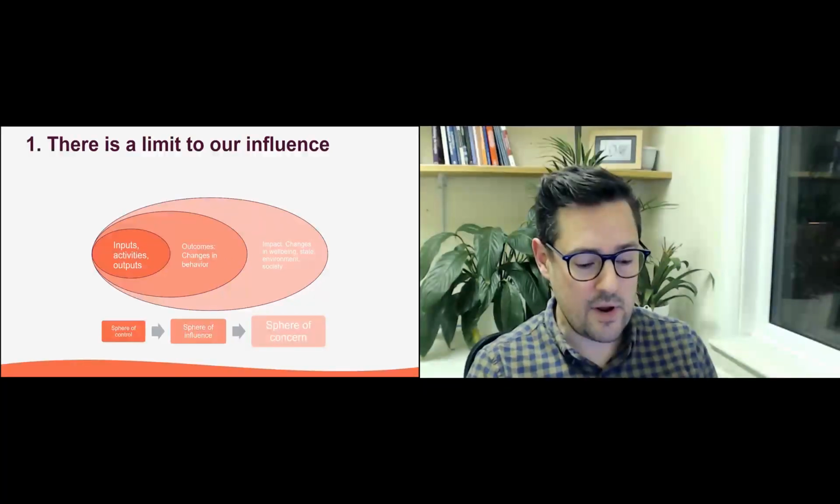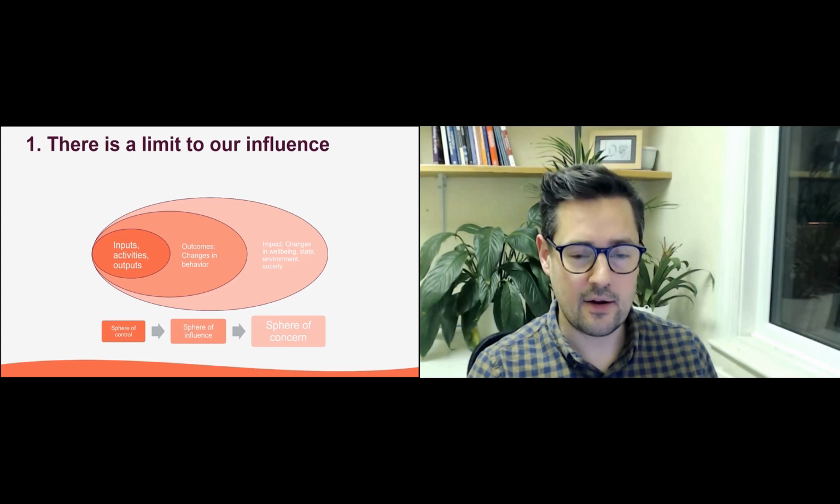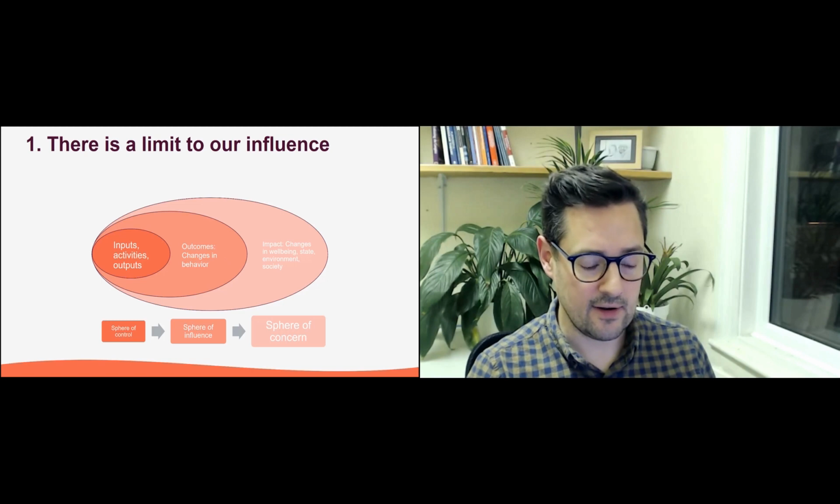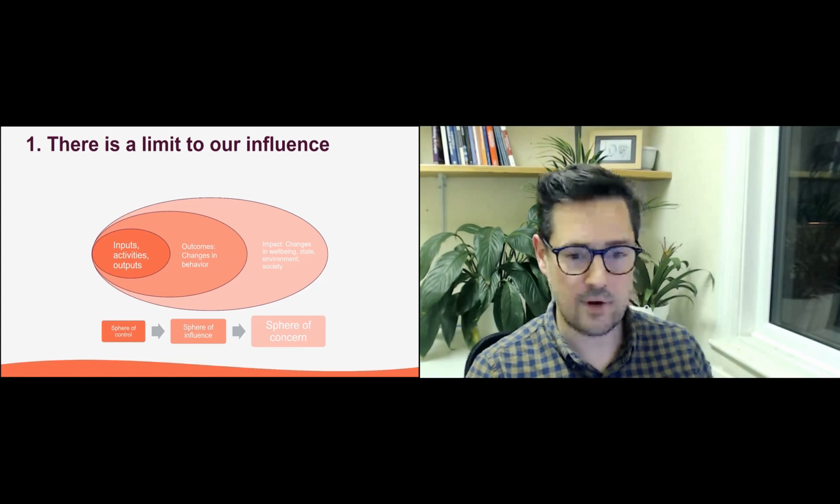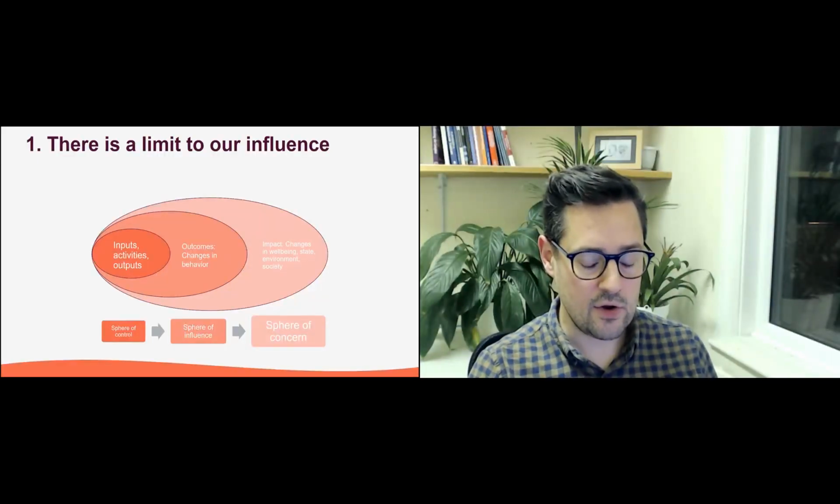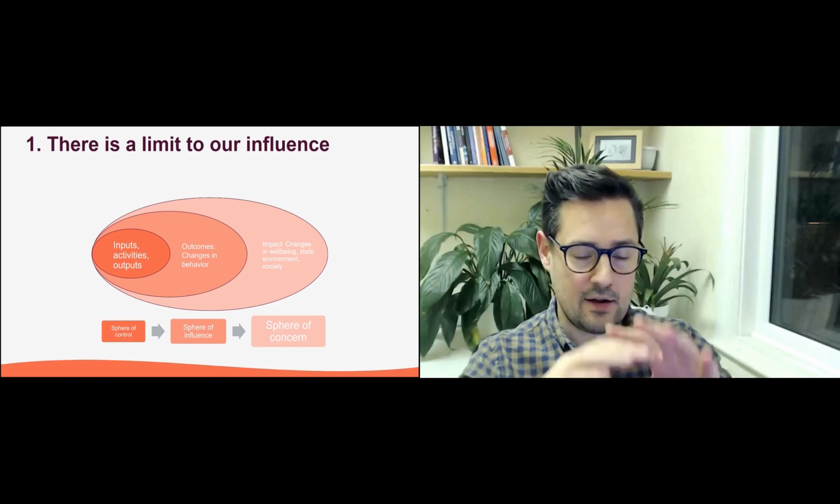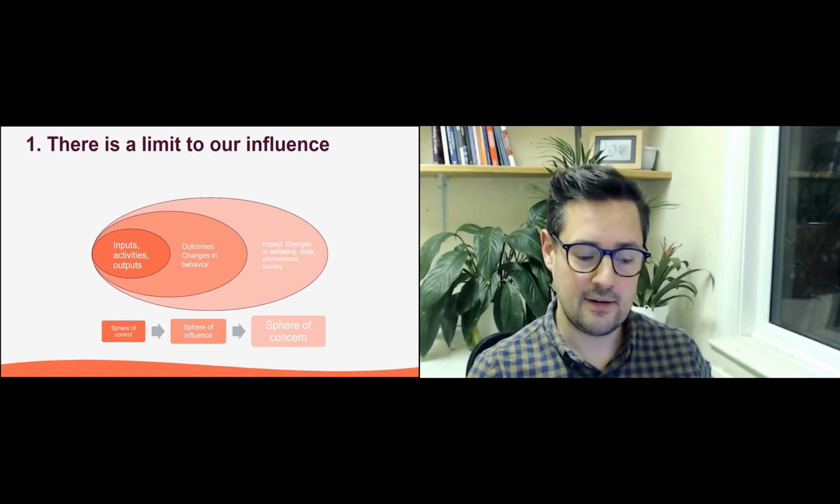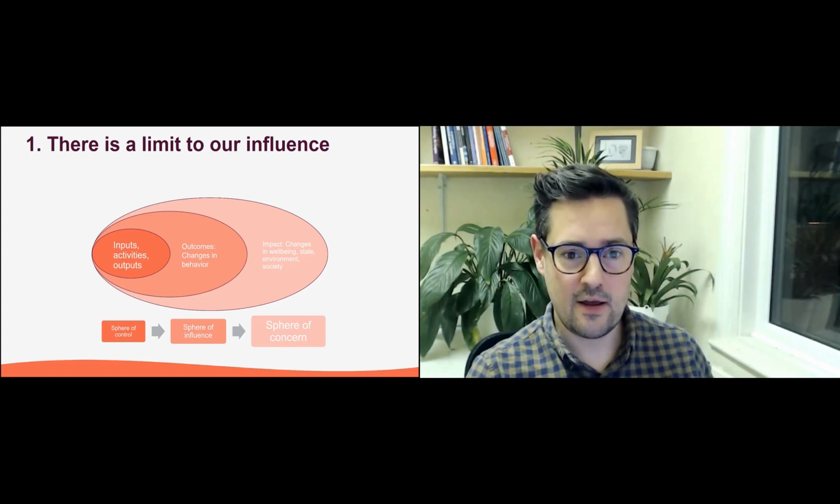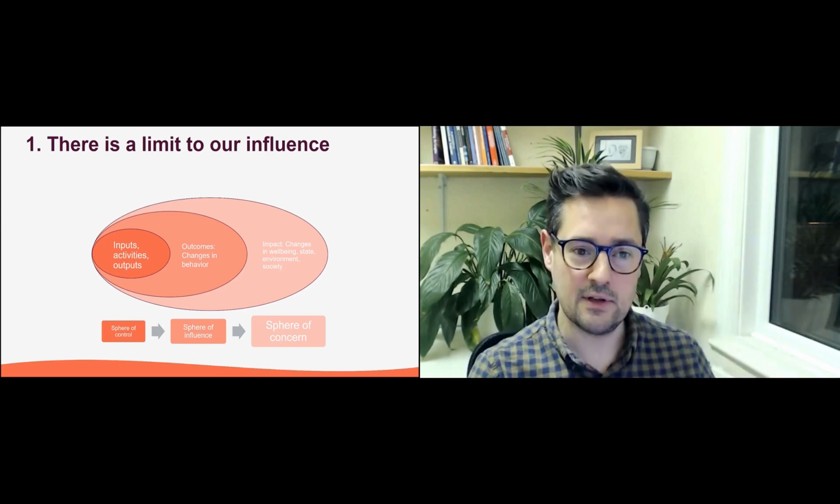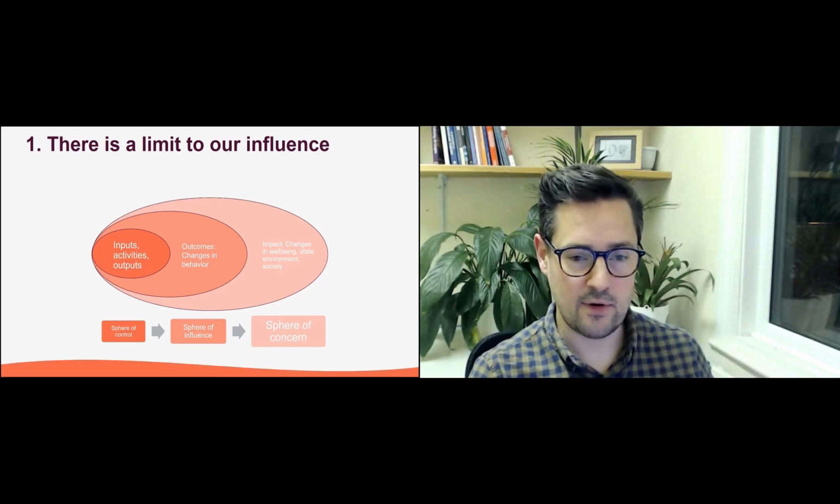We can actually overlay these common results categories that I showed in that first slide on here, and roughly speaking, you're going to see your inputs, activities, and outputs as part of your sphere of control. Your impact is what you see in your sphere of concern, and then the outcomes fit into this sphere of influence space. And this is really part of the definition of outcomes in outcome mapping, that they are results that are produced within your sphere of influence.